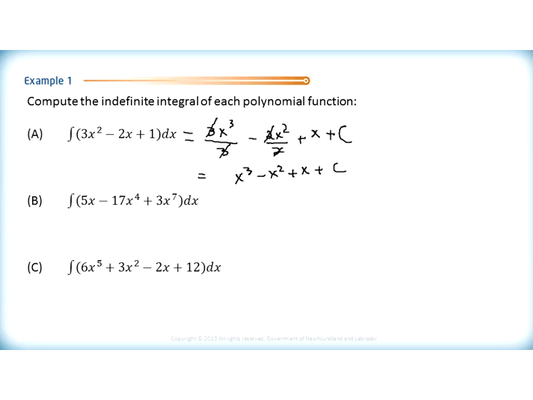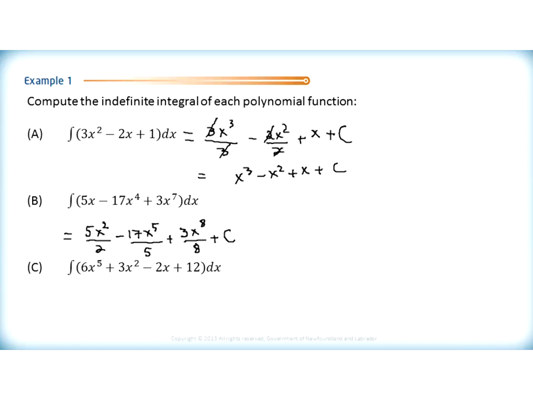So for the next one here, we've got to take the integral of 5x minus 17x to the power 4 plus 3x to the power 7. So let's try that one. So the 5x will become 5x squared divided by 2. And 17x to the power 4 will be negative 17x to the power 5 on 5. Plus, we're going to have for the last one, 3x to the power of 8 over 8. And then plus our arbitrary constant.